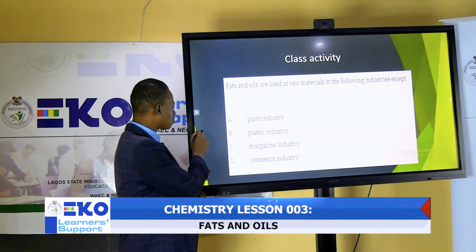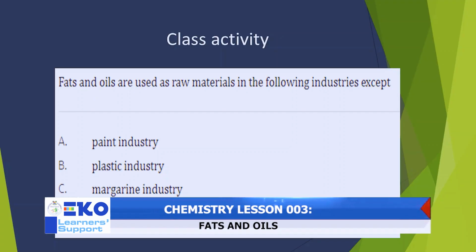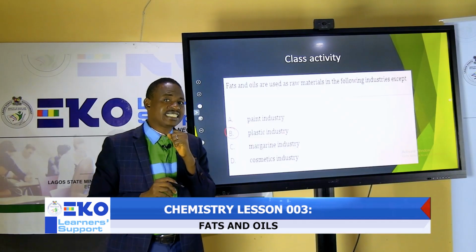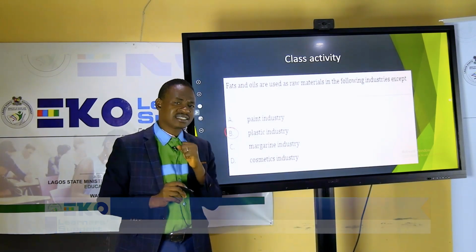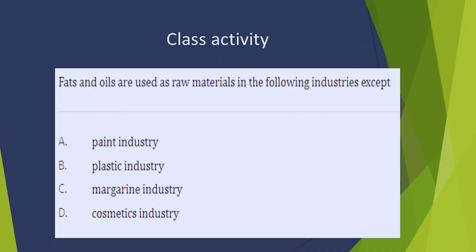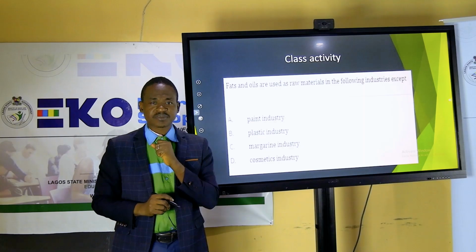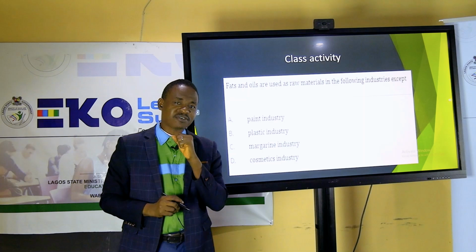Plastic industry. What do we use in plastic industry? We use ethylene by a process called polymerization.